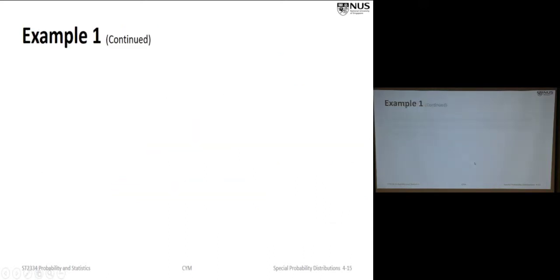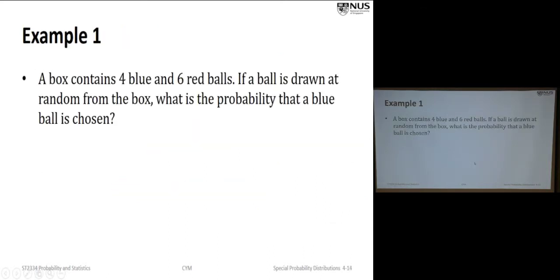Okay, so now we have a box that has 4 blue balls and 6 red balls, and I take only one ball. What's the probability that a blue ball is chosen? In this example, we consider it a success if we get a blue ball. So the success is equivalent to a blue ball being drawn from the box.